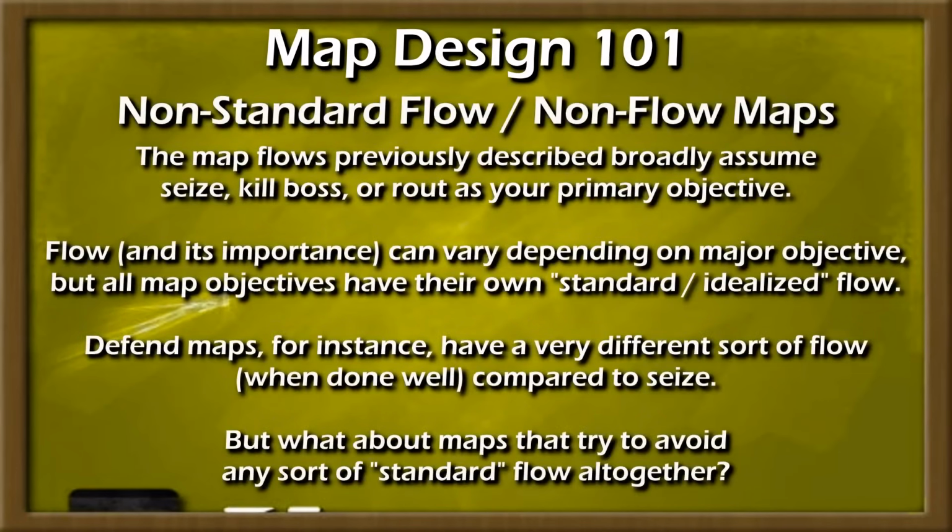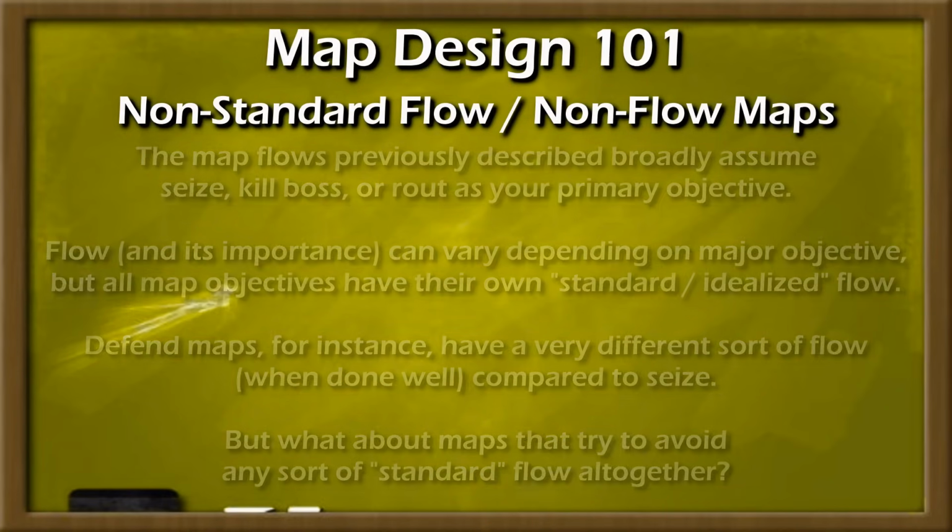Most maps will generally want to have some form of the standard flow, maybe adjusted based on objectives. Route maps, for instance, tend to feel the effects of slower or unintuitive map flow more egregiously than Siege maps. But what about maps without clearer map flow?